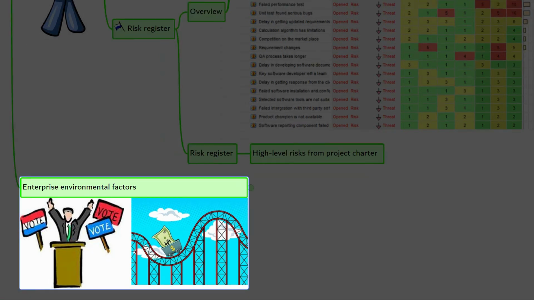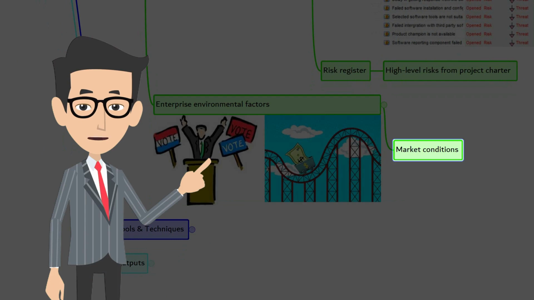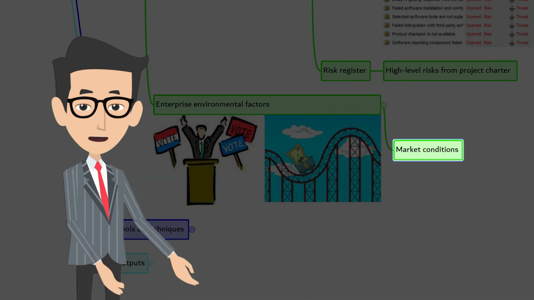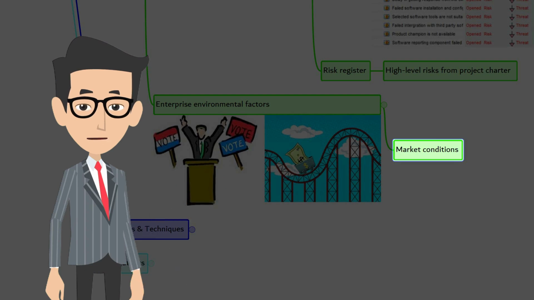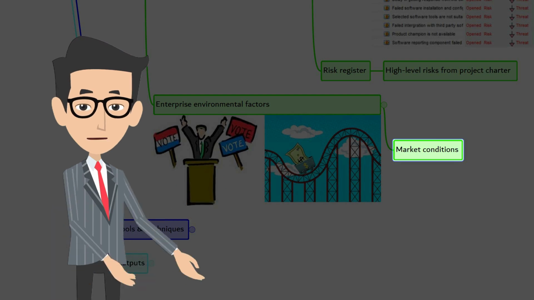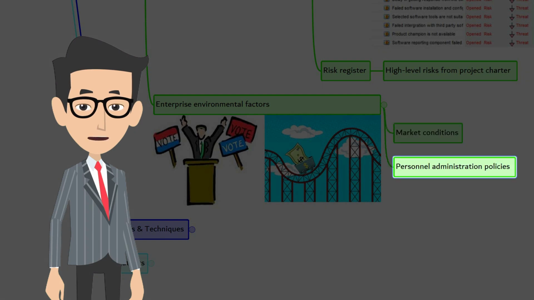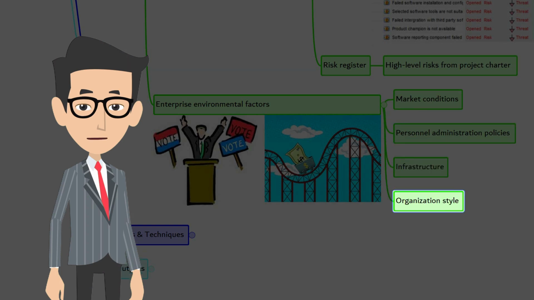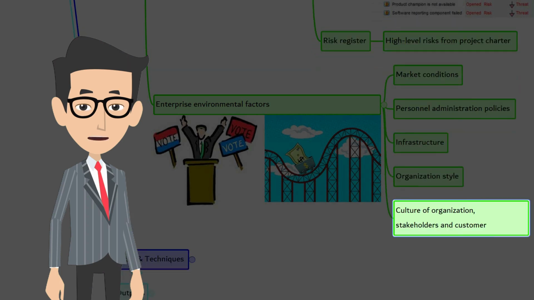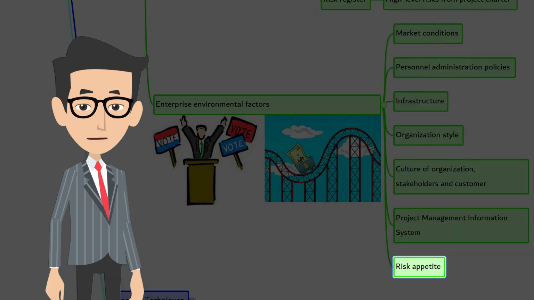All right, now the next input is enterprise environmental factors. Let's look at some of them. Market conditions. Market condition describes what product, service, and results are available in the regional and global markets. Depending on the market conditions, some of the scope may be included or some may not be included. Personnel administration policies. Some of the examples are existing facilities and equipment, organizational telecommunication channels, organization style, culture of organization, stakeholders and customers, project management information system, risk appetite.